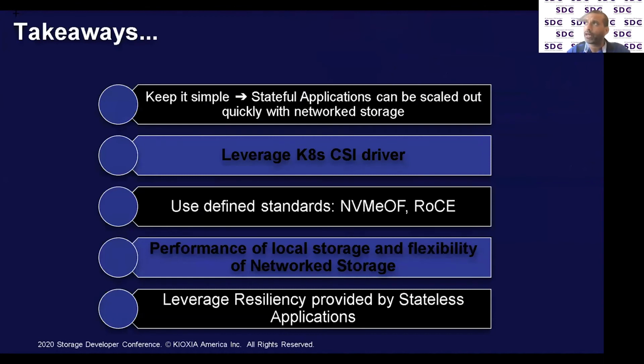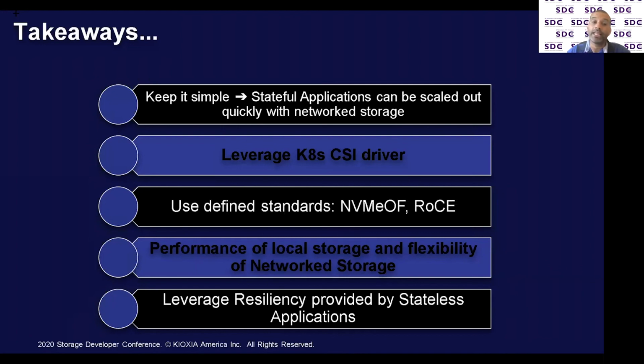In case of Kubernetes and network storage, using faster or better Ethernet or underlying network, stateful applications can be scaled quickly. Keep it simple. Leverage the underlying CSI driver. The CSI driver has a controller and node pods. They can automate a lot of work. They are your drivers. Use predefined standards like NVMe over Fabrics or RoCE. Right now we are in version 2 if you want to gain better performance.